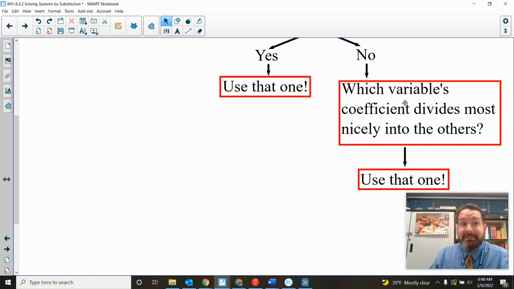If that's not the case, then it doesn't matter which one you pick because you're going to end up with fractions or decimals in any case.